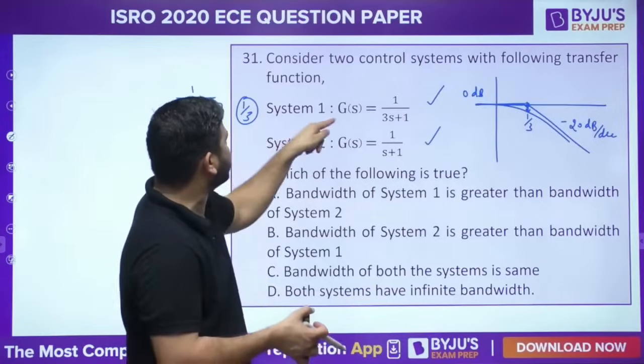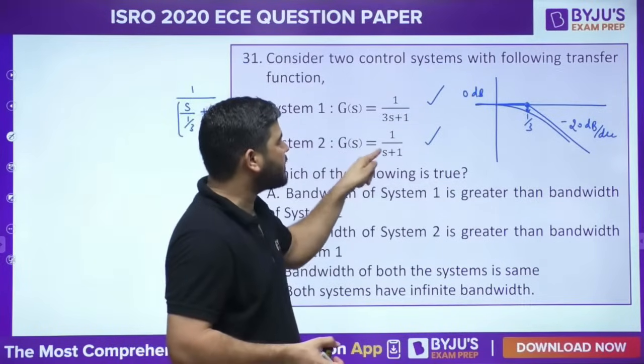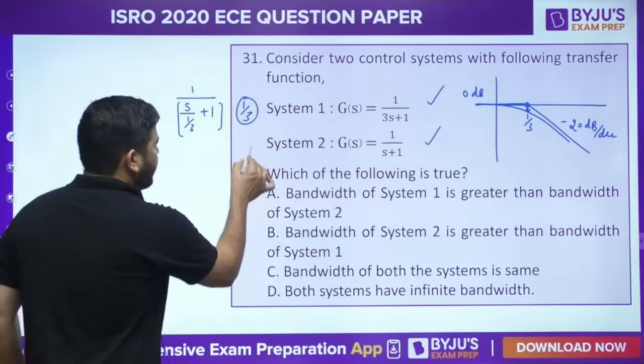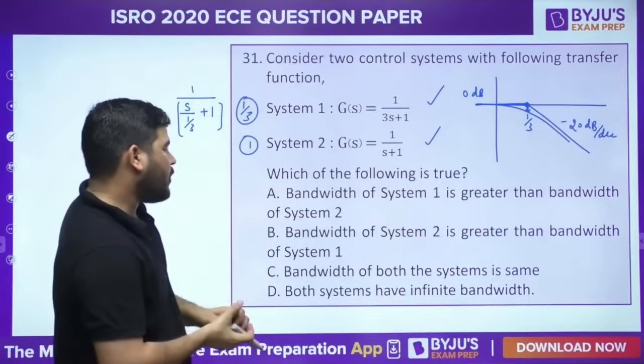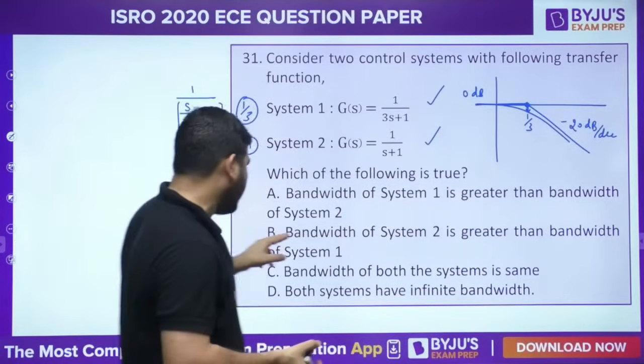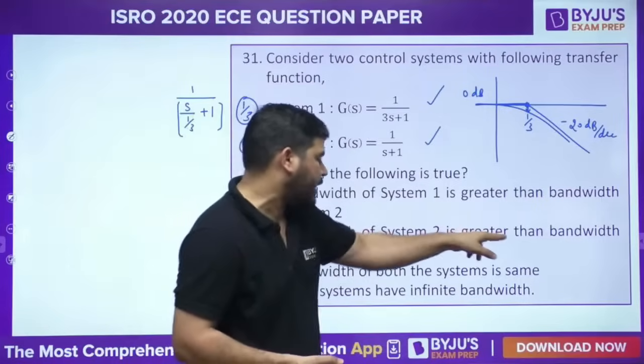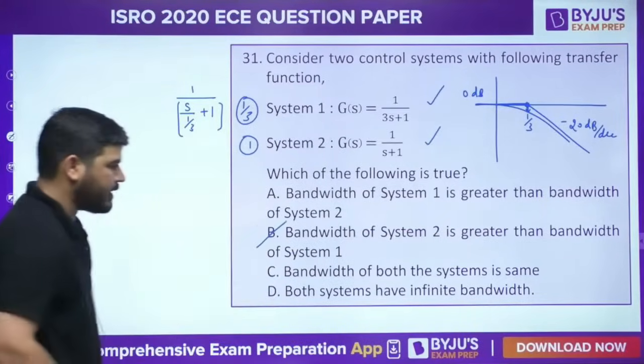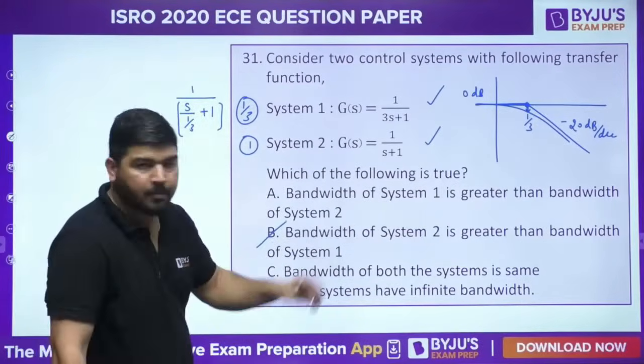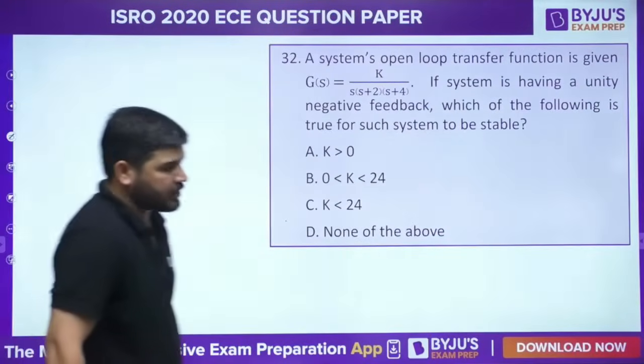So the bandwidth of system 1 is 1 by 3, and the bandwidth of system 2 is 1. Now you can see that the bandwidth of system 1 is greater. No, the bandwidth of system 2 is greater than the bandwidth of system 1. B is correct. Let's come to the next question.